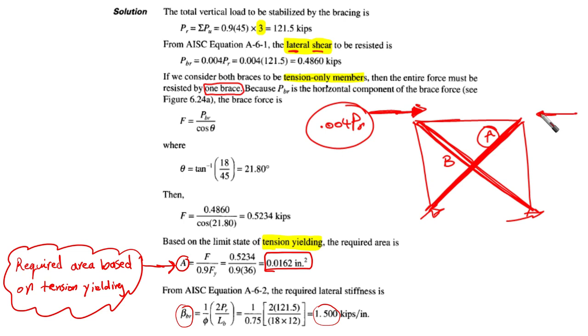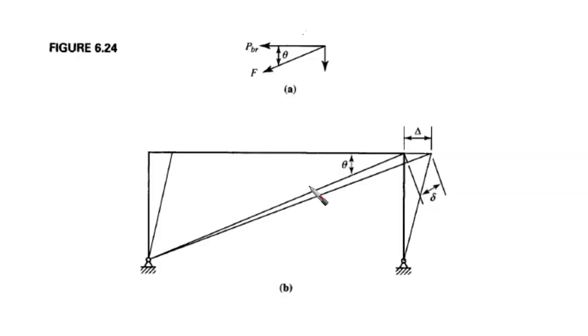Okay, but if the same loading is going to be applied from the right, as you can see, then bracing B is going to be used for providing the lateral shear strength in this case. Okay. Because PBR is the horizontal component of the brace forces, we need to look at this. Look here, we're going to deal with one bracing only. Neglect the second one.